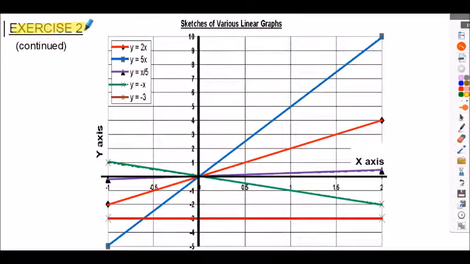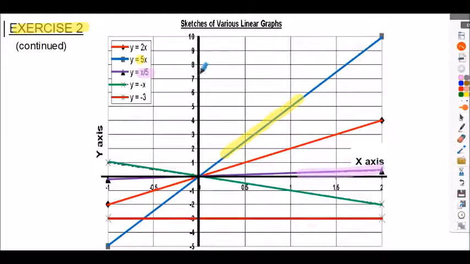Exercise 2 continued, and here's the plot of the various graphs. What you'll notice is the steeper the value of m, when m is equal to 5, it's a very steep graph. It's a 5 in 1 graph. When y is equal to x upon 5, that's a very shallow graph. The gradient is 0.2 actually, or a fifth. So that will give you a line somewhere down here.